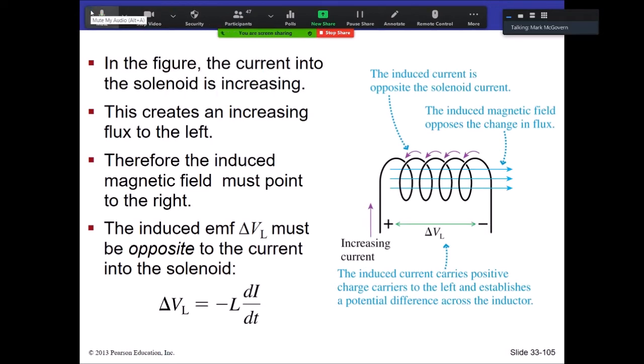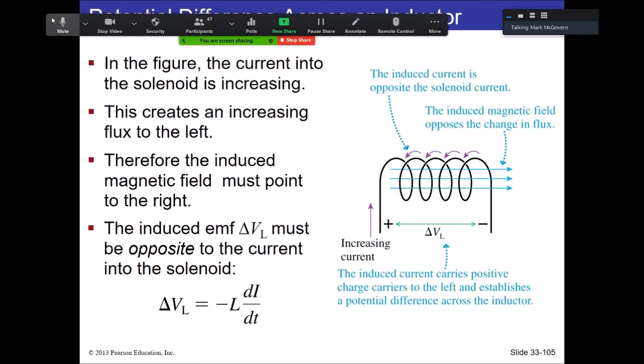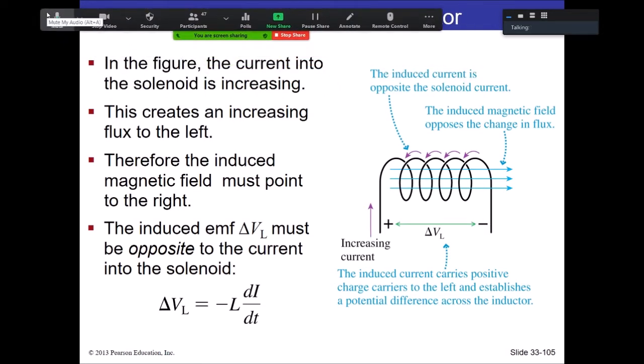In this case here, we have a current that is steadily increasing. Now, again, the way the figure is going to work here is this is increasing, the current's going up, so the magnetic field is going to be to the left here.